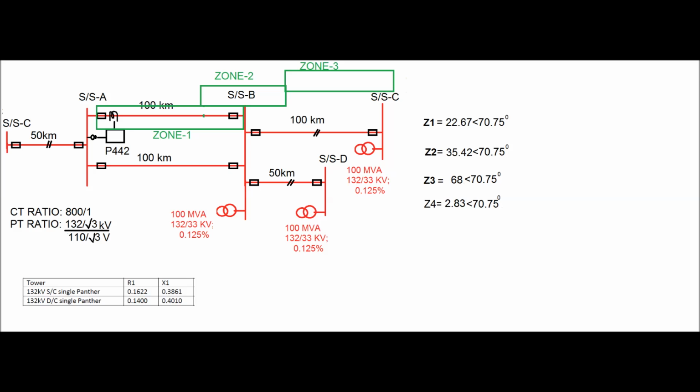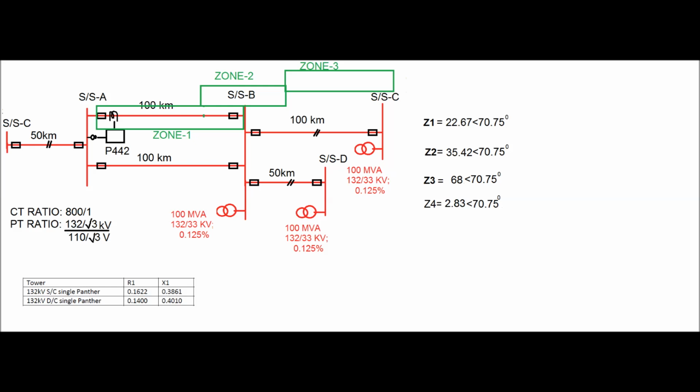Hello friends, in the previous video we discussed the different zone reaches of a transmission line for a transmission system, as shown in this figure for line segment AB at substation A and for the P442 relay, where zone 1 is equal to 22.67 ohm, zone 2 is equal to 35.42 ohm, zone 3 reach is 68 ohm, zone 4 reach is 2.86 ohm, and the line angle is 70.75 degree.